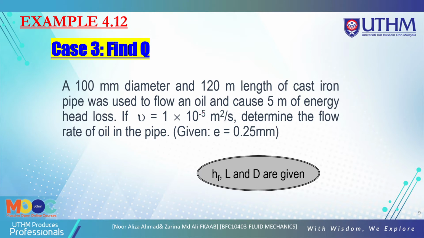Based on this question, a 100 mm diameter and 120 meter length of cast iron pipe was used to flow an oil and cause 5 meter of energy head loss. So the HF is given as 5 meter. The kinematic viscosity is this value, and we need to determine the flow rate of oil in the pipe. Given E is 0.25 mm.